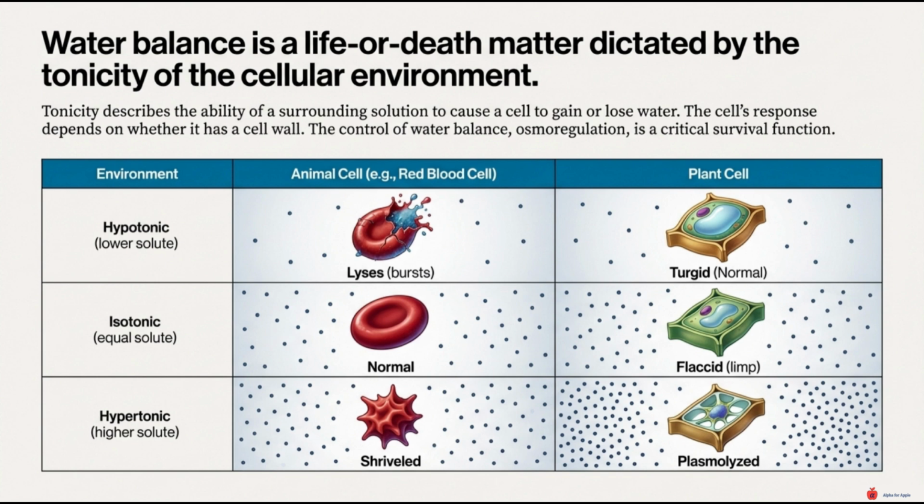But a plant cell is different. It's got that rigid cell wall. Right. So in that same hypotonic solution, the plant cell swells up, but the wall pushes back, preventing it from bursting. This state, called turgid, is actually the normal, healthy, firm state for a plant. It's what holds them up.